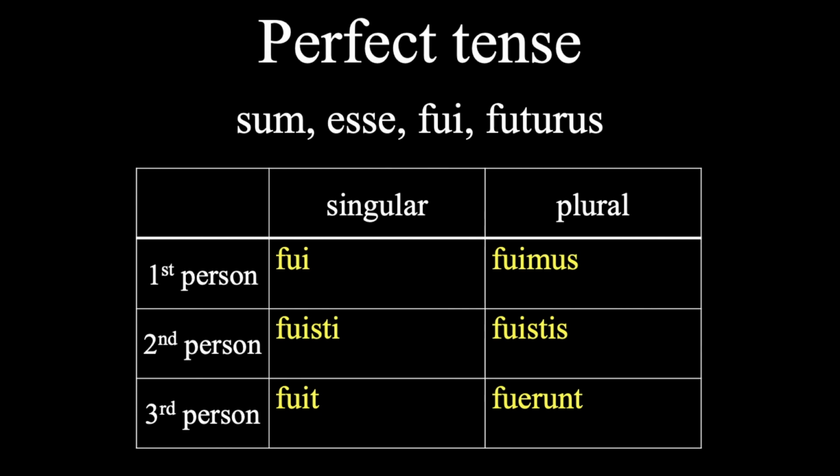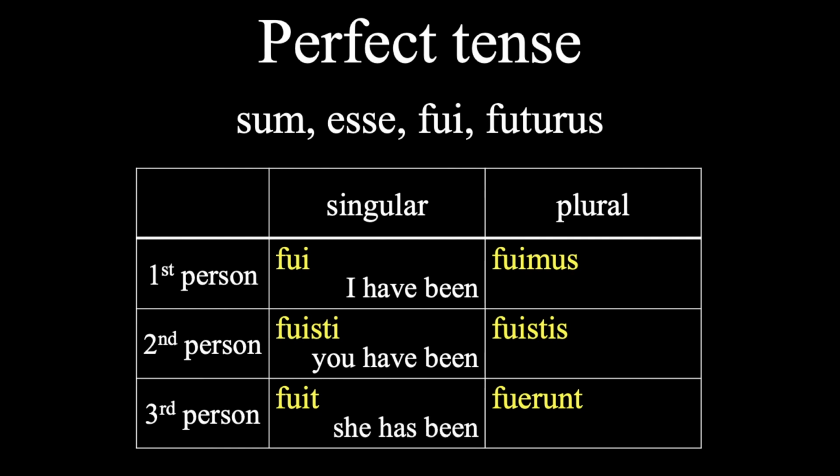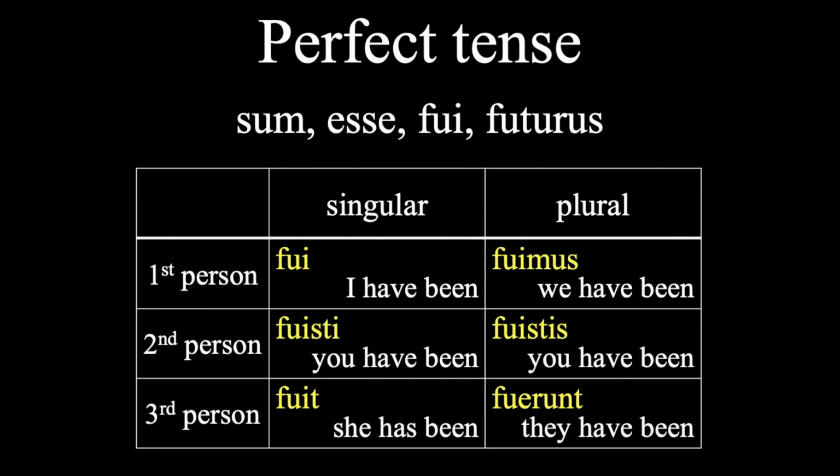In English, these will mean I have been, you have been, he or she has been, we have been, you have been, and they have been. That's it. Okay, that is it for perfect tense.